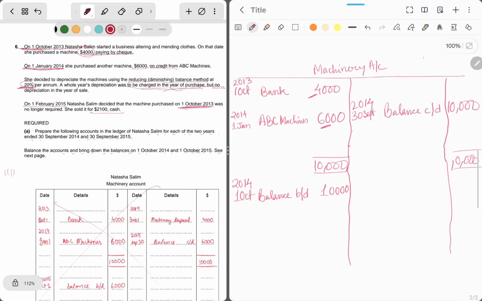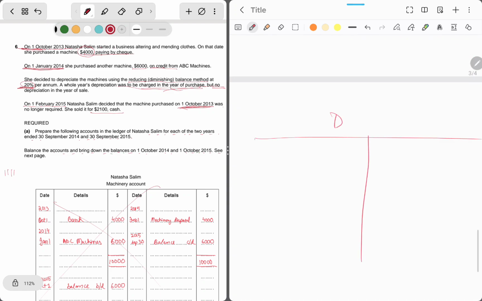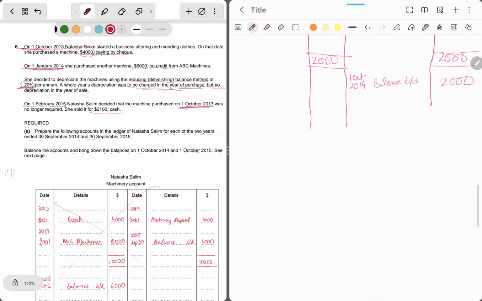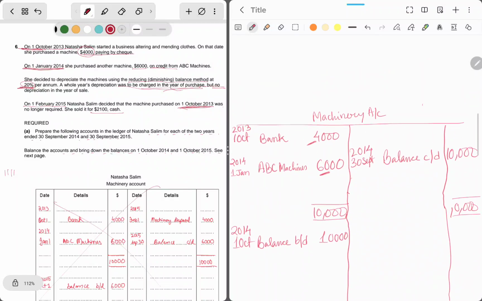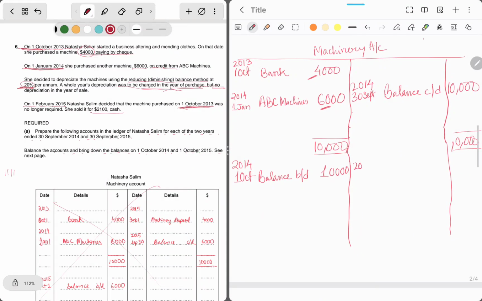So we know when we sell a machinery, we prepare a new account. The name of the account is disposal account. Yes, let me use a new page. So this is our disposal account. Now you see, when the machinery is no longer required, or we are going to dispose of the machinery, the balance of machinery will decrease. So here we write down 2015, on February 1, we transfer the machinery to the disposal account. Or simply you write down disposal of machinery.